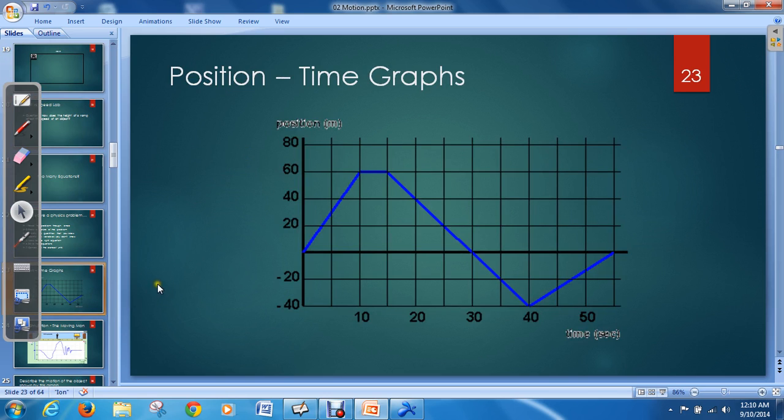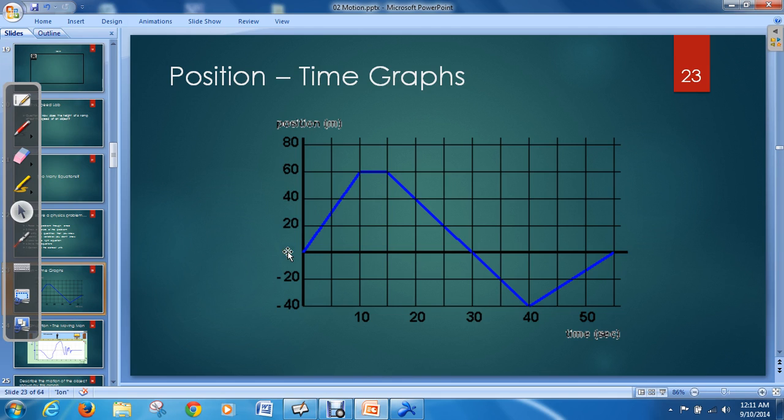So the next thing we talked about was position time graphs. A position time graph is just a graph of the position of an object at any given time. Very intuitive name. So, for example, let's say an object is here. It starts at 0 meters. This graph is showing that the object is moving forward until it reaches 60 meters. So at 10 seconds, this object is at 60 meters.